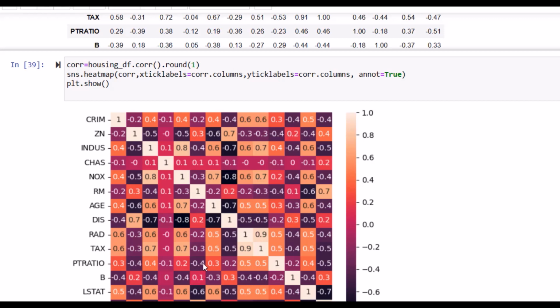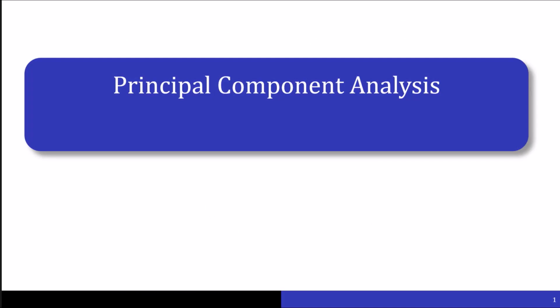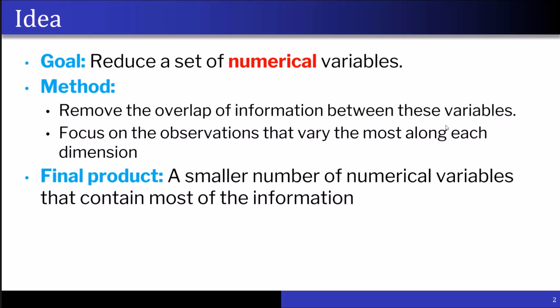Now let's take a look at another data reduction method, which is called principal component analysis. Let me say a few words before we start coding principal component analysis. Principal component analysis aims to reduce the number of variables. This is performed by creating new variables through weighted linear combinations of existing ones.